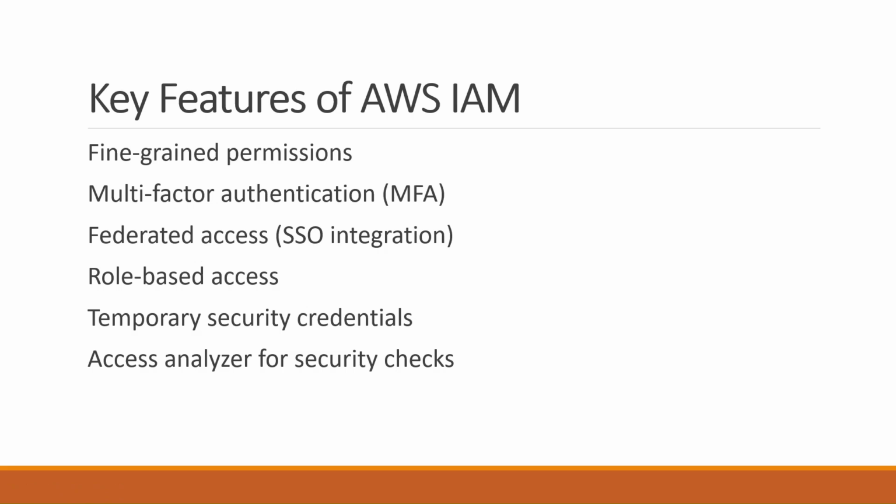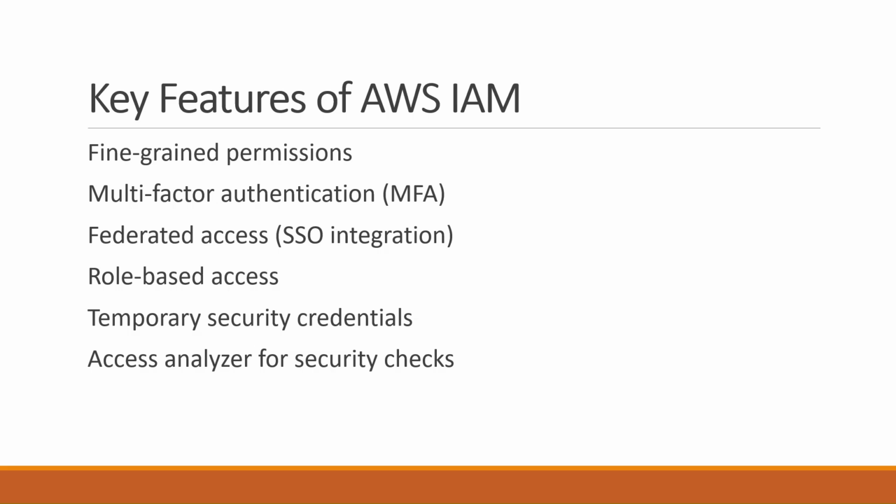And the fifth one is temporary security credentials. It provides short-term access to AWS resources. These credentials expire after a certain time, reducing the risk of misuse.